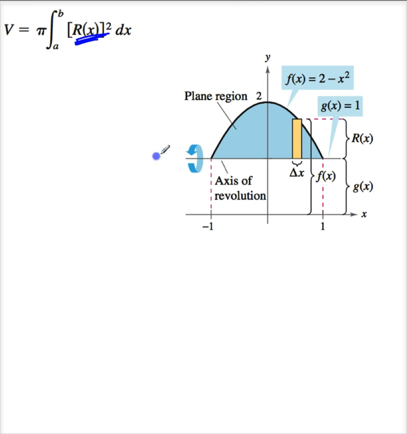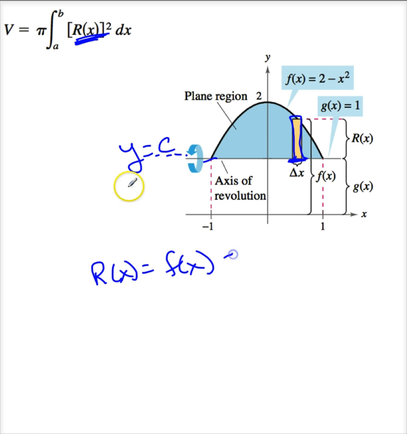Now, if this is my line right here, y equals, I don't know, some constant. In this case, it's g equals 1. We'll go through this in just a second with an example. Then, what is r? In this case, r is the distance from the axis of rotation to the top or to the curve. So r of x in this case is equal to f of x minus c, where c is the line that I'm rotating it about.